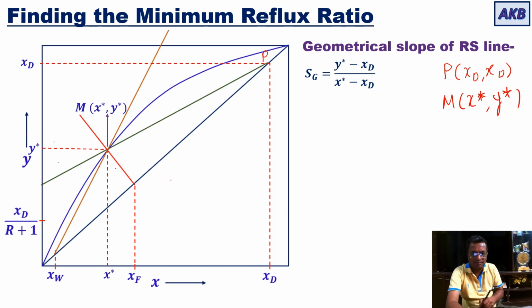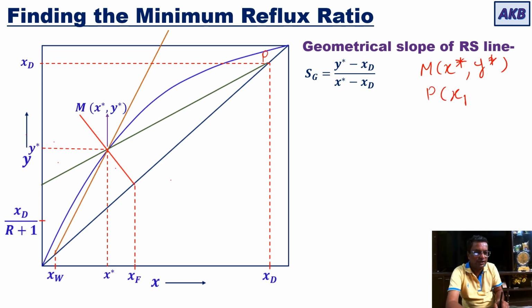Or to understand it in a better way, I will interchange the positions of the 2 points. So I'll first write M, which has coordinates of x star, y star, and then you have point P, which has coordinates of xd, xd. So geometrical slope will be y star minus xd divided by x star minus xd.